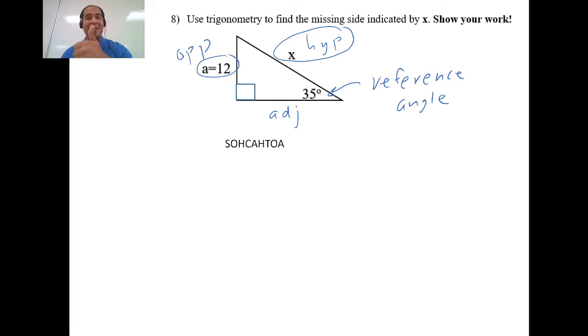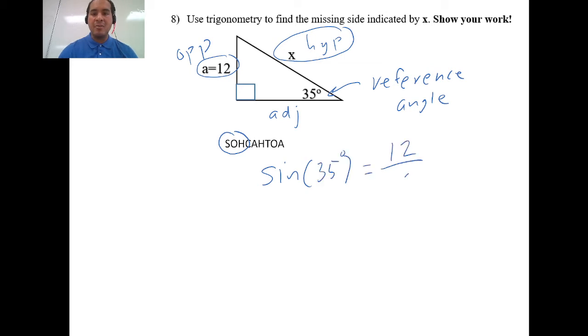Are we going to use sine? Are we going to use cosine? Or are we going to use tangent? Well, in this case, the opposite and hypotenuse are paired right up there with sine. So we're going to set up the equation sine of 35 degrees, that is our reference angle, is equal to opposite 12 over hypotenuse, which we don't know, that is x.